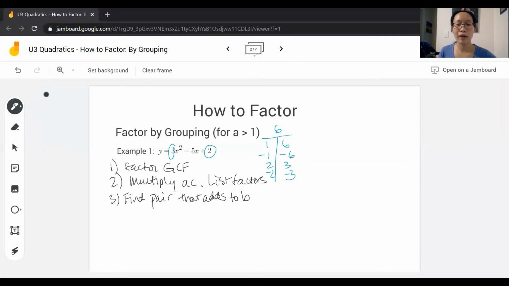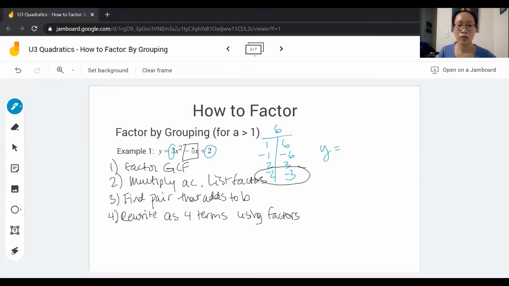I'm looking for a pair of factors that adds up to b. In this case, my b is negative 5. And so the only way that I can add them to get negative 5 is to have a negative 2 and a negative 3. Once I have the pair of factors that adds up to b, I'm going to rewrite my trinomial in 4 terms. So 3x squared minus 5x plus 2 becomes 3x squared minus 2x minus 3x plus 2, because then minus 2x and a minus 3x add up to minus 5x.